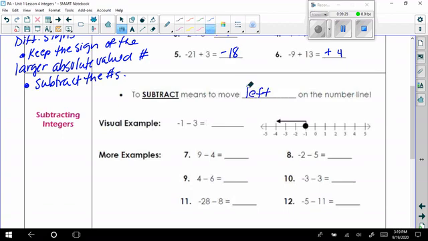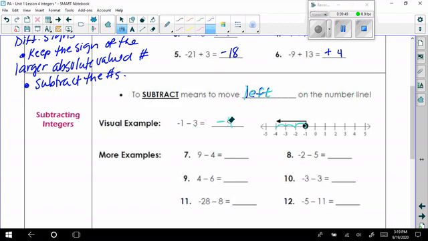Okay, so if that means move to the left, I'm at negative 1, and I go left 3 more. 1, 2, 3. I'm at negative 4. Or using our rules, same signs, add the number, keep the sign. So they're both negative, so it's negative, and 1 plus 3 is 4.